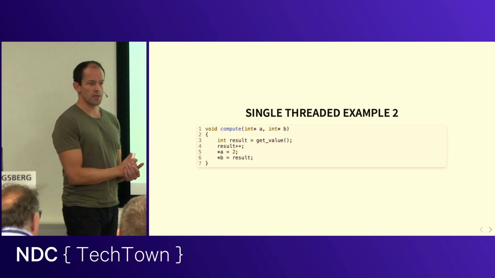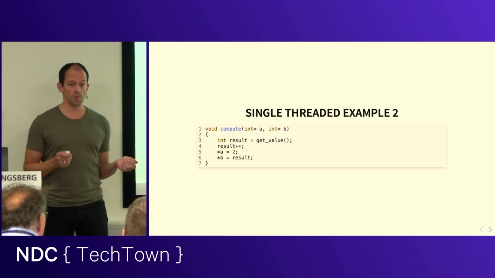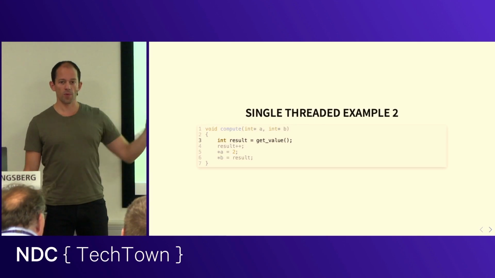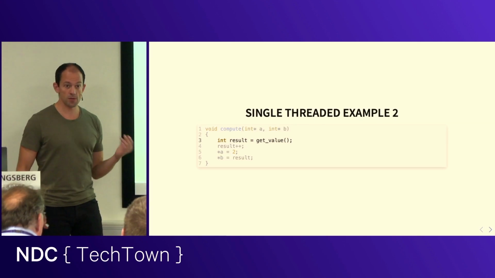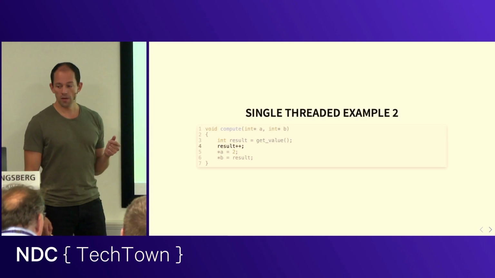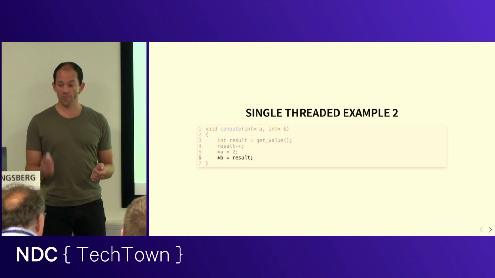Here's the second and last single-threaded example. Another silly function. It takes in two int pointers. It calls some function defined somewhere that just gets a value, assigns it to result, increments the result, assigns 2 to wherever A is pointing, and then assigns the result to wherever B is pointing.